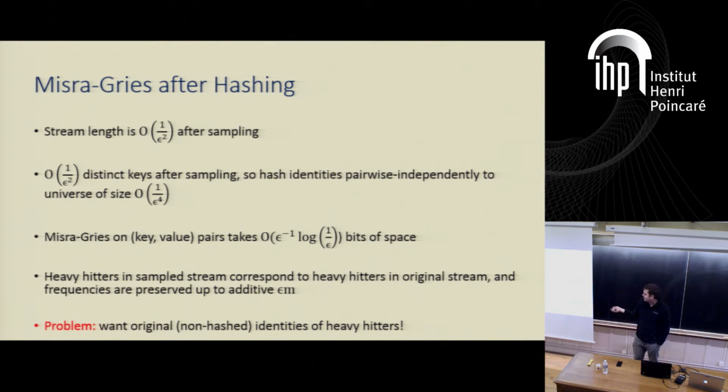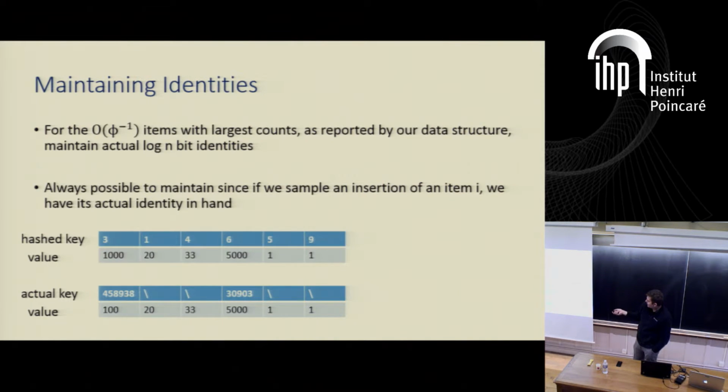Yeah, that's basically what it is. You just basically keep 2 data structures. So you have your data structure with all the hash values, right? You have your hash identities, and you have their values like in the sampled stream. But what we're also going to do is, for the top 1 over phi values, as reported by our data structure, we're going to maintain their actual identities.